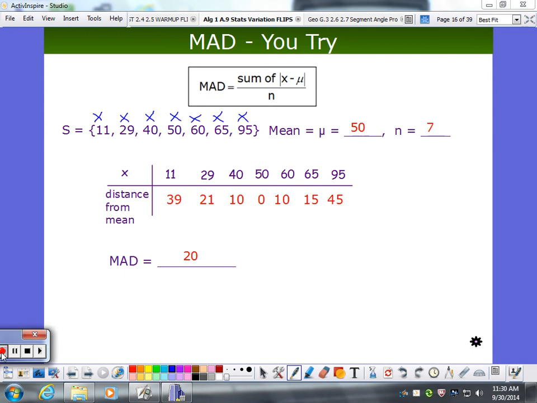Some of you are still working, which is perfectly fine. But are we on the right path? We got a mean of 50. We've got 7 data points. As you're working these, are these looking like the correct distances? You may not finish this, but wherever you are right now, hopefully these are the numbers you're starting to see. Average these numbers. Take the mean. You should get 20. Mean absolute deviation is 20.